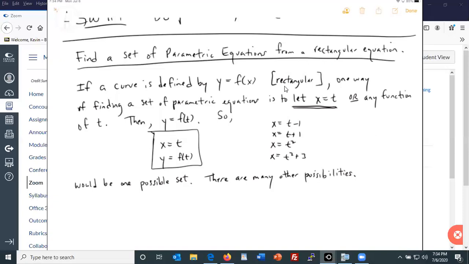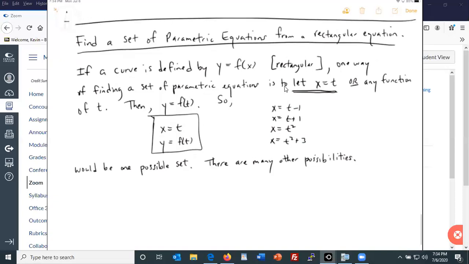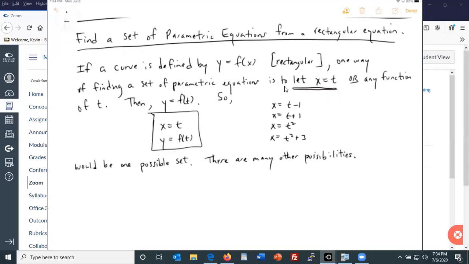Does it matter what I choose? Not if you're just being asked to do something like this, where it's not really specific. If you were looking for a specific graph where it was positioned in a certain place, then it would probably matter. But if all you're doing is looking for a parametric equation for a rectangular equation, you can let x equal whatever. So x equals dot, dot, dot. But the simplest one is what's here in the box, by letting x equal t, and then y would equal f at t.